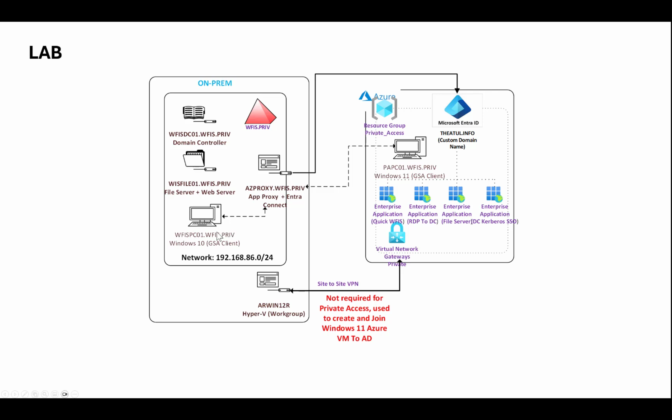Now, continuing further, I have an Active Directory domain to show you Kerberos SSO, which is WFIS Priv. Then we have a domain controller here, which is this guy. And I have created a file server here, which is going to be important in seeing how we access files over private access. It is also running a web server, so we can show you how integrated authentication, Kerberos authentication, works from a private access perspective.